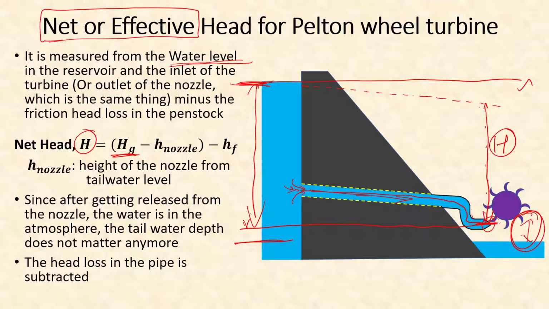We are not able to utilize this amount of head, and therefore we have to subtract this from the gross head and also subtract the frictional head loss that happened up to the nozzle of the penstock or inlet of the turbine. So in this case, this is the net head.